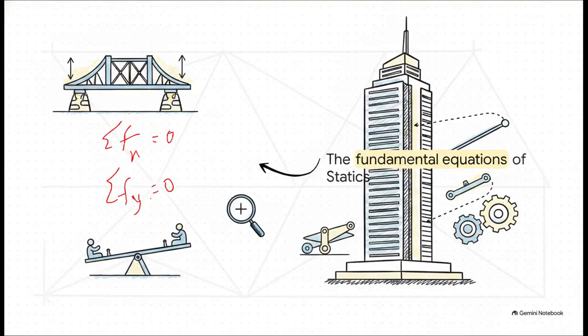And that brings us to the mathematical anchor for our entire explainer, the fundamental equations. The sum of forces in the x and y directions must equal 0, and the sum of moments must equal 0. This is the universal language of structural stability. Really, if you understand these two lines of math, you can analyze pretty much any physical structure in the modern world.